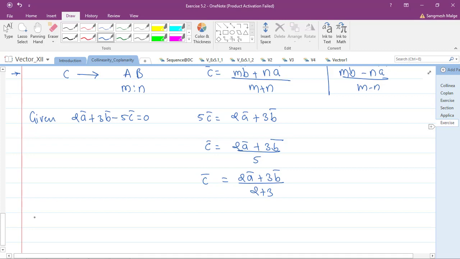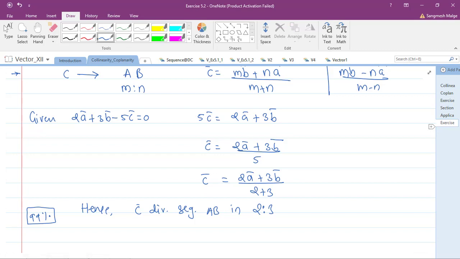But the next sentence is very important. After solving this correctly, 99% of students write down the answer wrong. And what is that wrong answer? Hence, C divides the segment AB in the ratio 2:3. They will write like this: C divides the segment AB in the ratio 2:3.